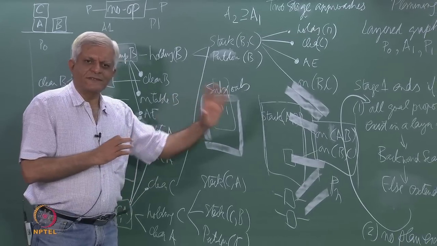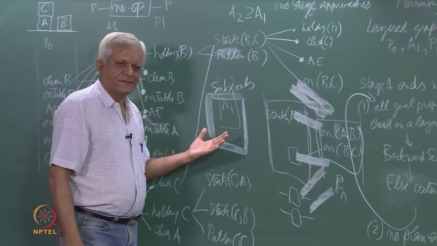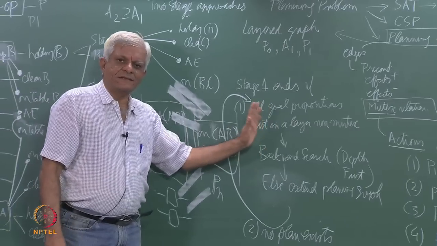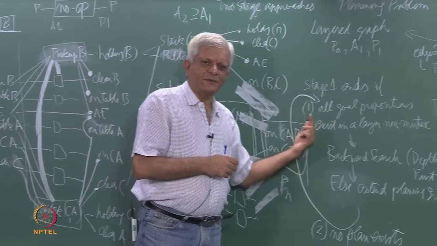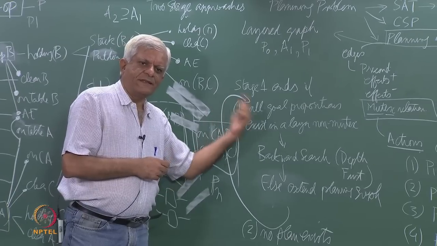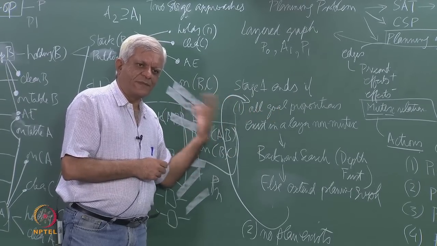the set of propositions stabilizes, so that no more propositions are added to the set. We have added everything possible, and then the set of mutex relations stabilizes, which means no more mutex relations are added. But even then you have to be a bit careful, because you can extend it by one more layer, and you might still find a plan, essentially.